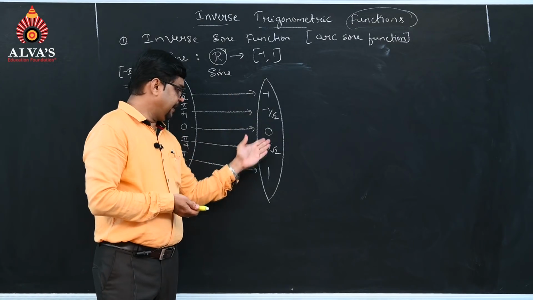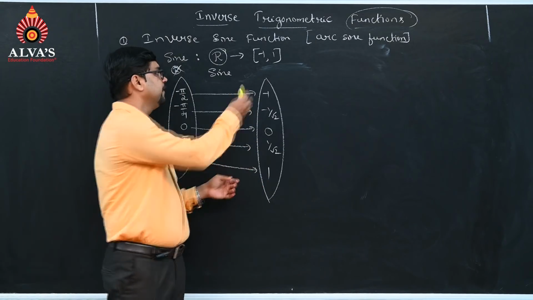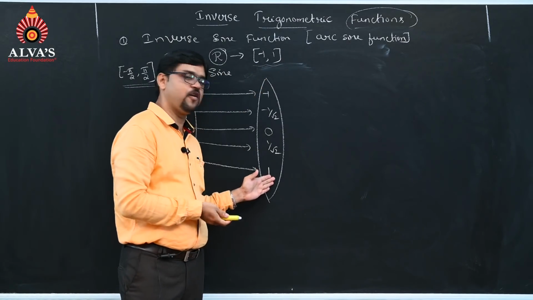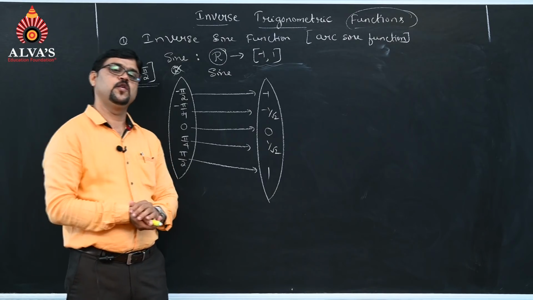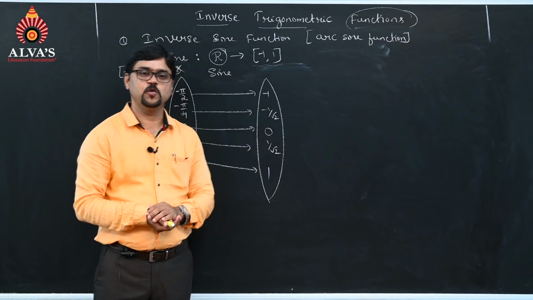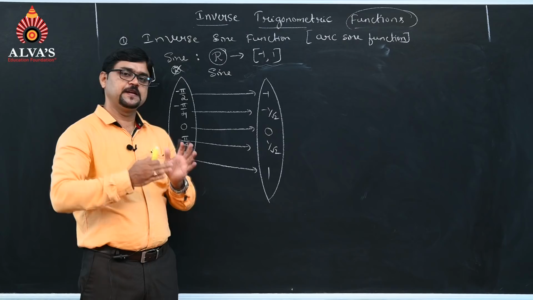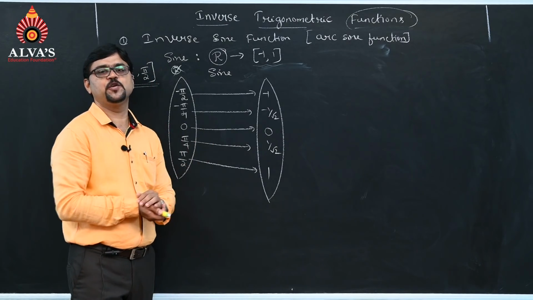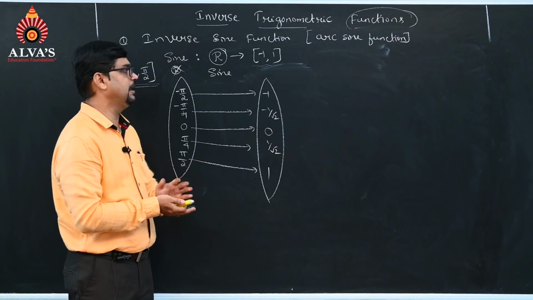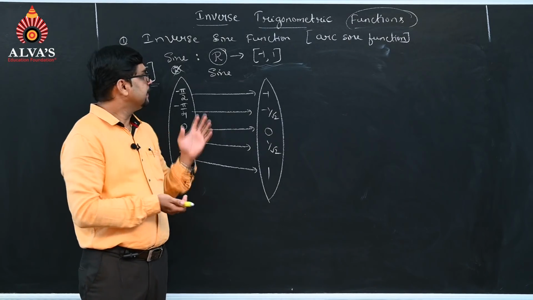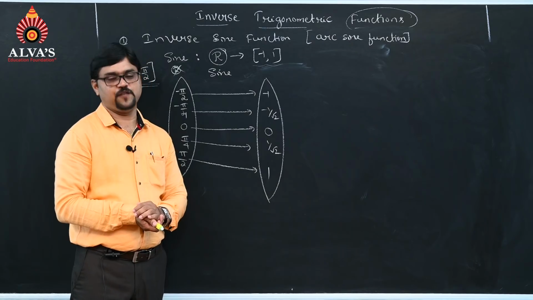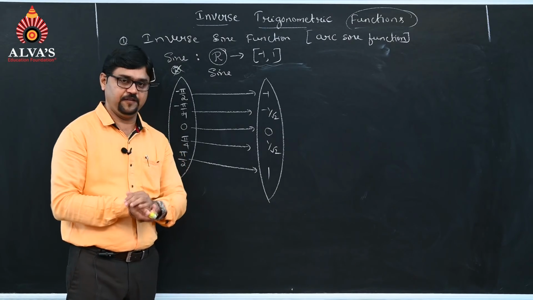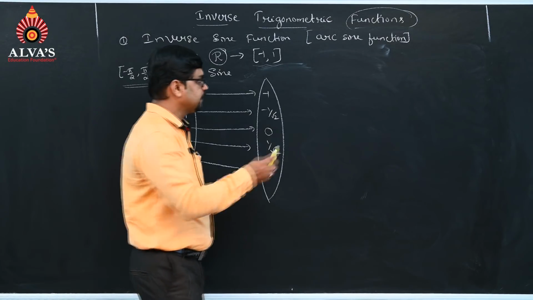And here the codomain is minus 1 to 1, and the range I also got as minus 1 to 1. So it is clearly onto. So hence it is both 1-1 and onto, therefore it is a bijective function. So now clearly we can get the inverse of the sine function. So how can the inverse sine function be defined?